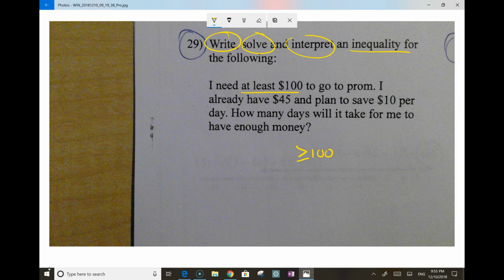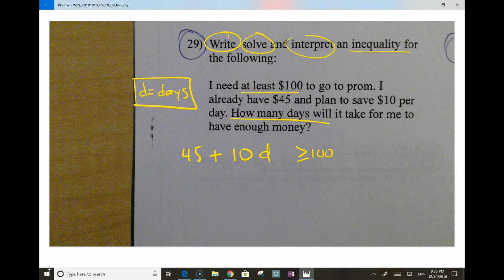So you started with $45 and you increase this by $10 per day. And I'm going to use D for days. So D equals days. Okay, so here's our inequality. What we have to do is figure out how many days it will take for me to have enough money. So I need to solve this.